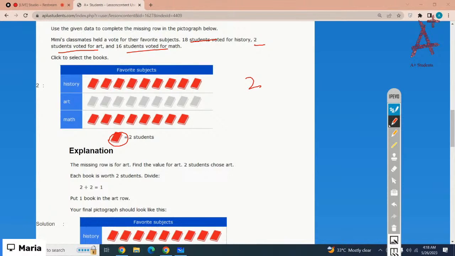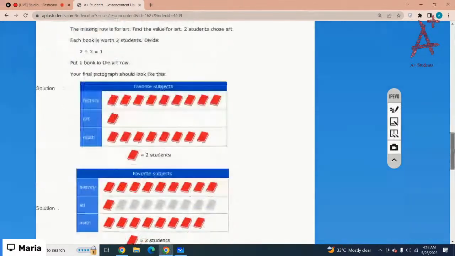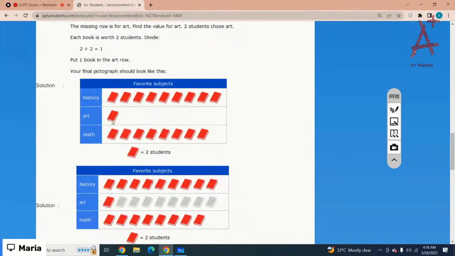So one book equals 2. So art has 2 students, which means you just have to make one book over here. Got it? So the correct option is you just have to add one book there. Got it? Here it is.